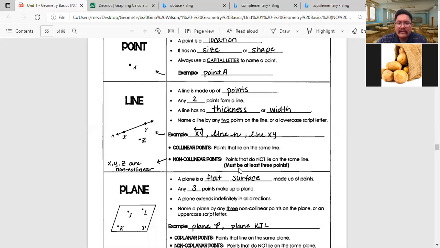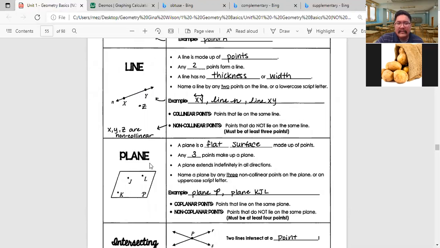So non-collinear points are points that do not lie on the same line. Now this must be at least 3 points because, well, if you only have 2 points, they're always going to be collinear. If you have 3, there's a chance that they're not going to be collinear. So, you could have Z on the line right here or anywhere on the line really. But in that case, they would be collinear. But since they're not all lined up, they are not collinear.